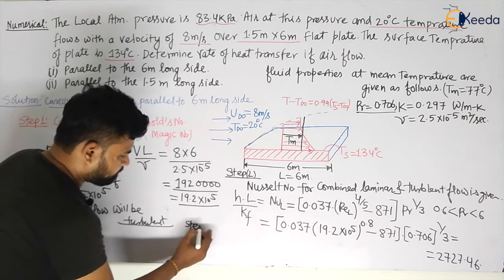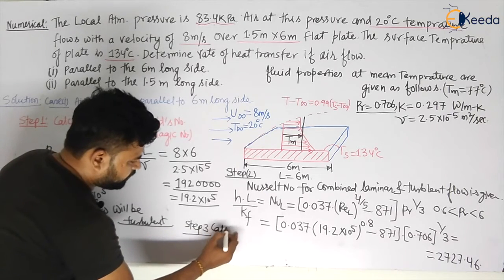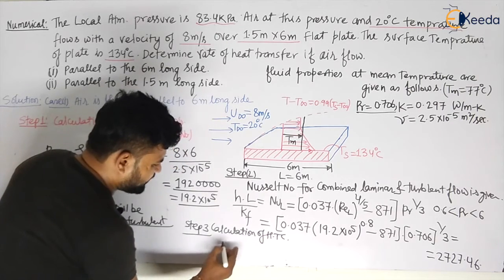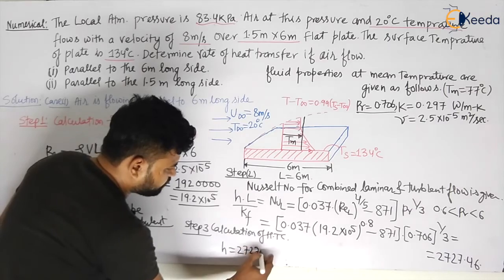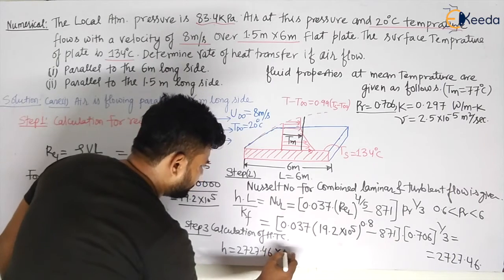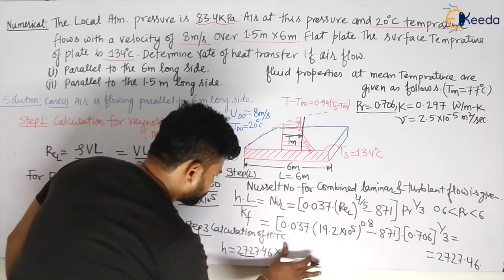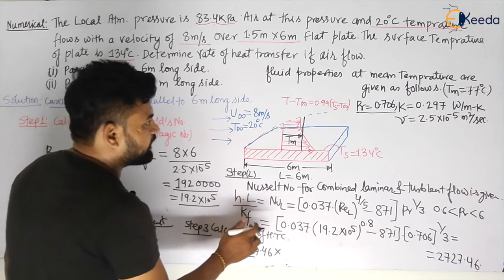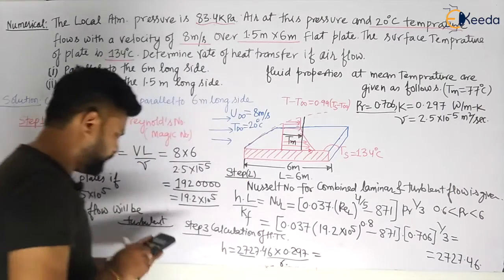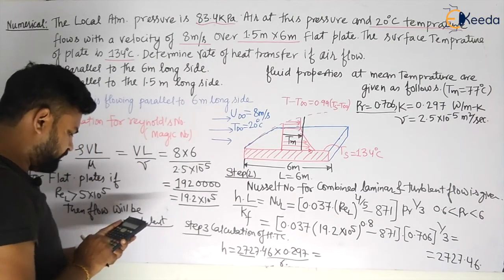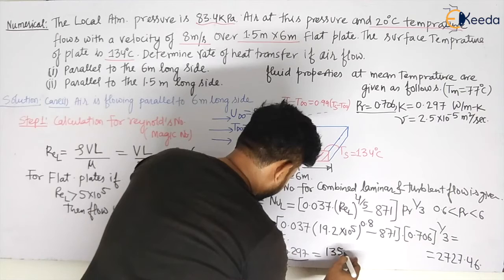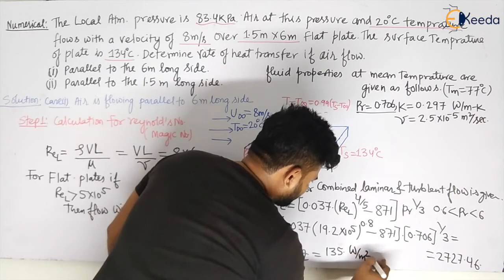Yes. Step 3 will be calculation of heat transfer coefficient. So H will be given by nothing but 2727.46 multiplied by KF divided by L. L is 6, my dear students, and KF is 0.297. So I will have this value. Let us calculate it: 0.297 divided by 6, my dear students. So H will be equal to 135 watt per meter square Kelvin.